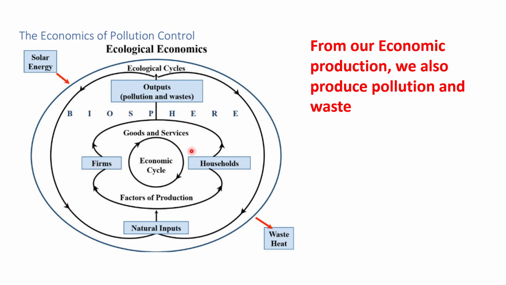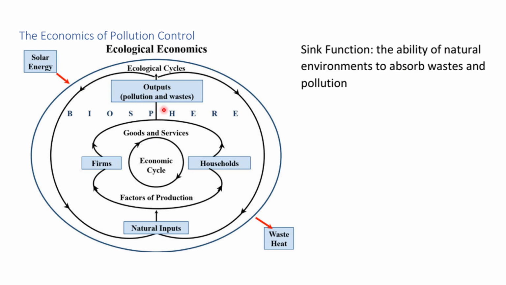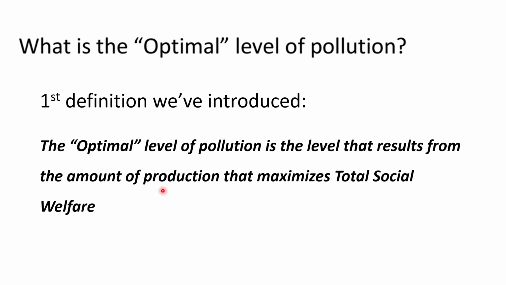This is the picture we have for ecological economics, that the economic system, the economic cycle, is a subset of the greater ecological cycle, and we need economic production to sustain our way of life. However, our economic production creates outputs in the form of pollution and waste. Now, some of that pollution gets absorbed in the sink function and gets put back into the natural input and reintroduced as factors of production, but the rest of it becomes pollution. All right, so one question that we would like to answer is what is the optimal level of pollution?